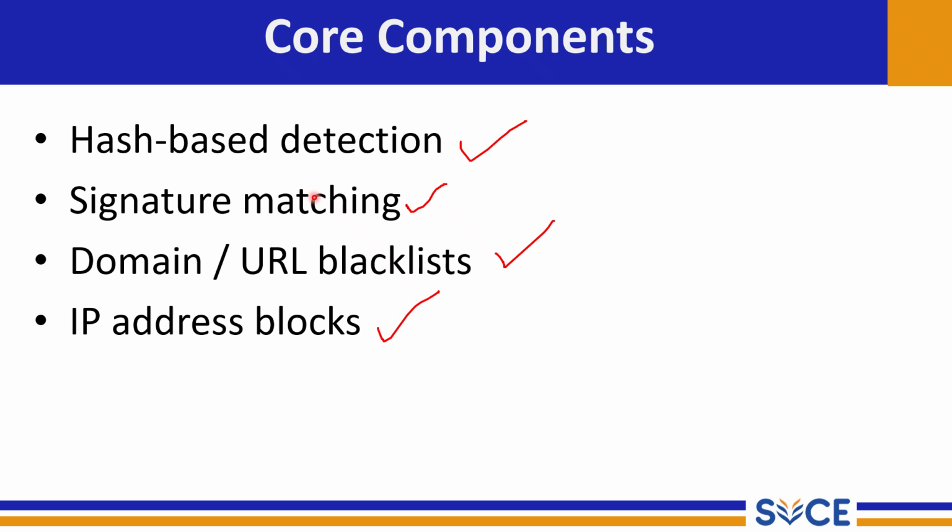And next we have propagation or spreading, the part of the malware that enables it to spread to other devices, such as through network exploits, removable media, or email attachments. So these all come under the core components, right?